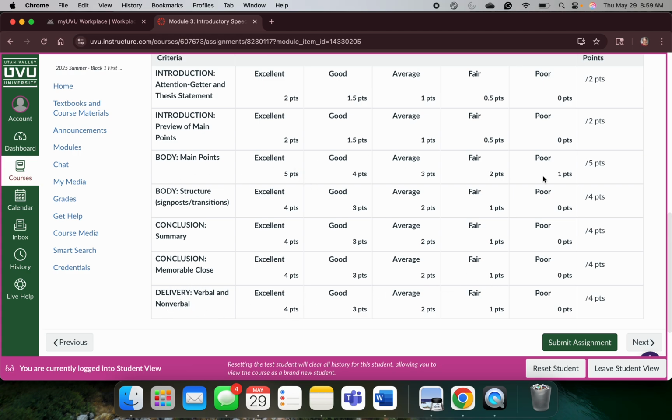Your body main points, worth 5. Here, your verbal and nonverbal delivery, like your tone of voice, how quickly or how slowly you spoke, whether or not you used filler words, whether or not your face reflected the proper emotions. This is also whether or not you met the time requirement. They're worth the same amount of points, friends.